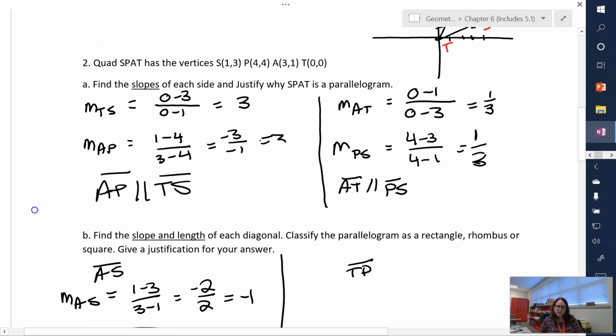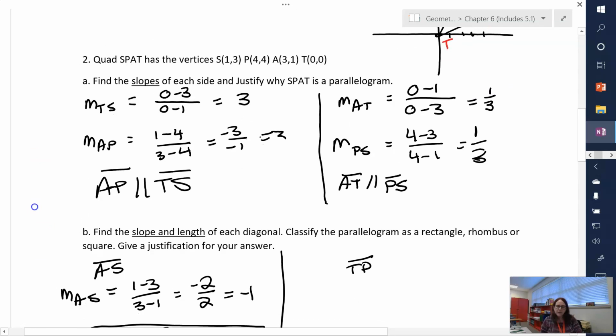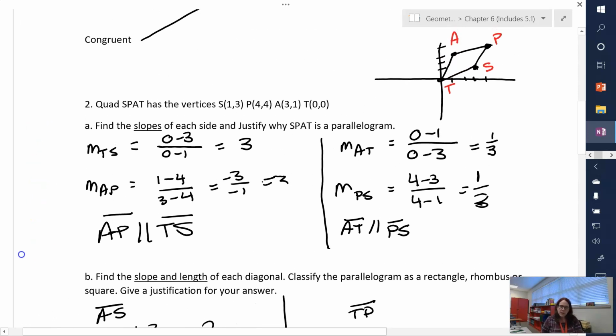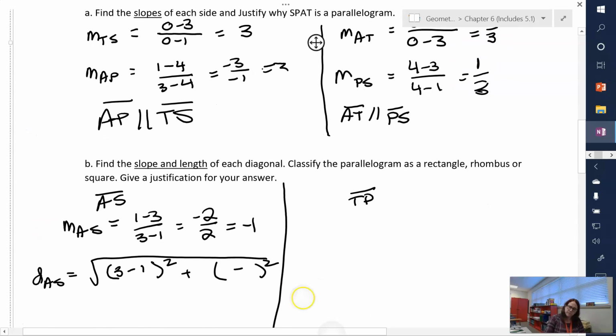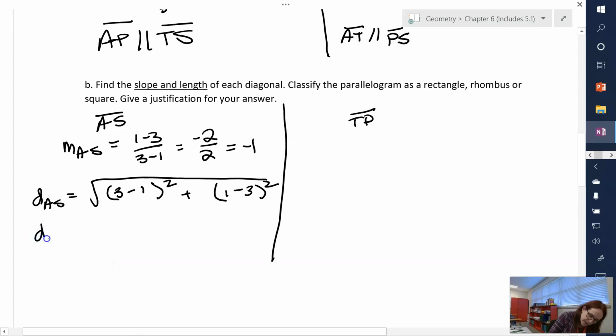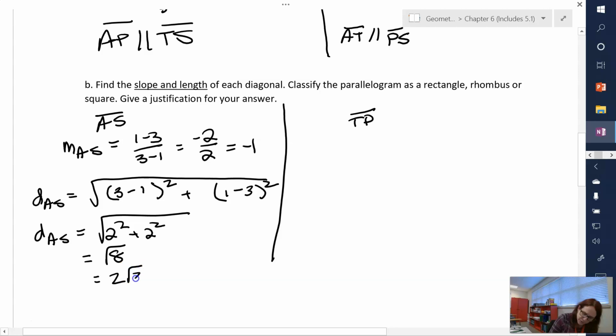So from A to S, the y's are 3 and 1, so 3 minus 1 squared. And the x's are 1 and 3. What's really nice about this is it doesn't really matter which way you go, because when you square these, your answers are all going to be positive anyways. So I get the distance between A and S is going to be the square root of 2 squared plus 2 squared, which is the square root of 8, and I'm going to reduce that as 2 root 2.